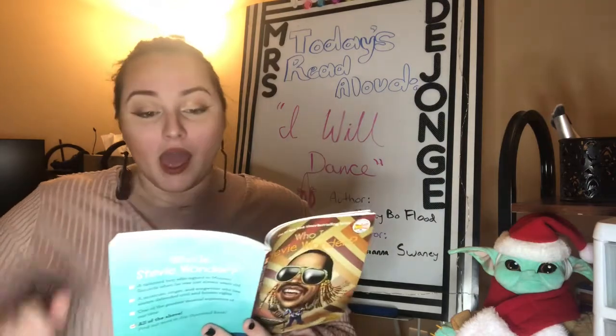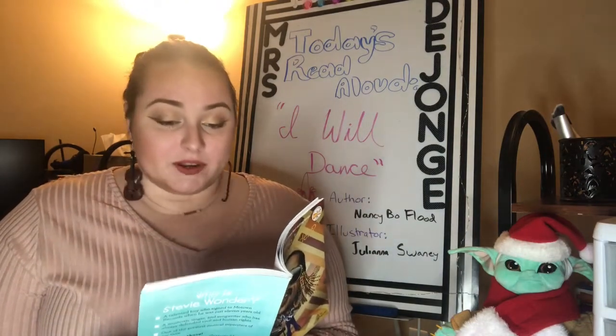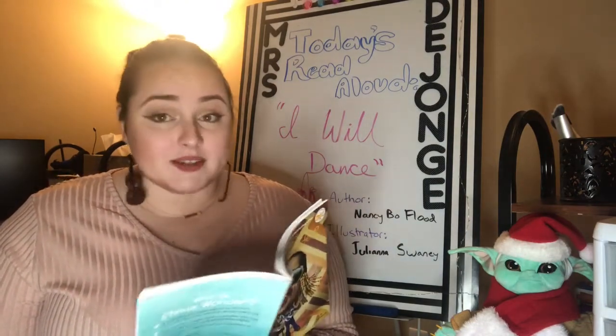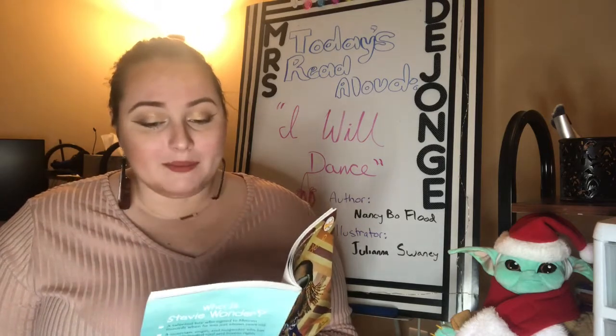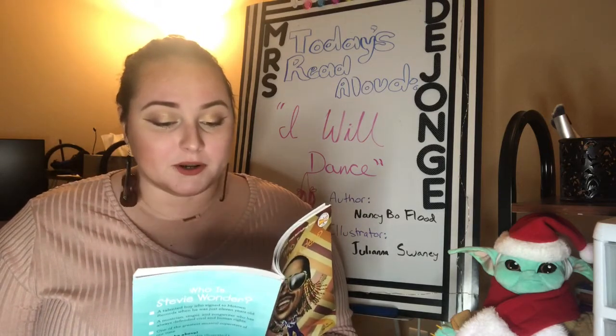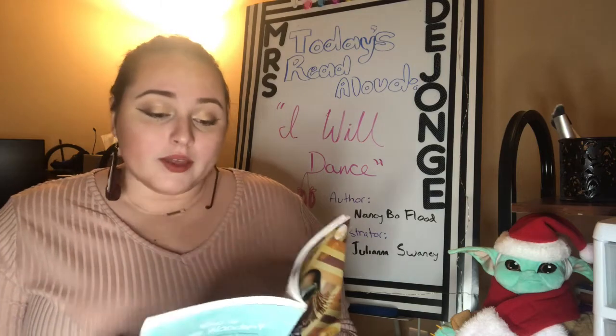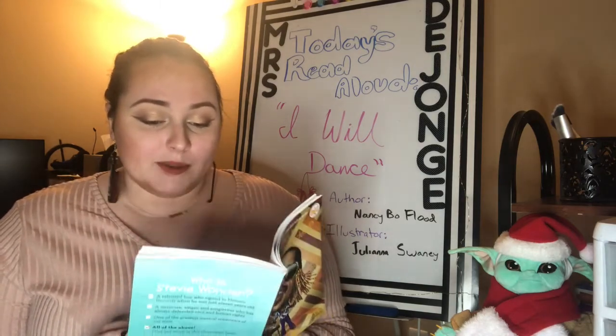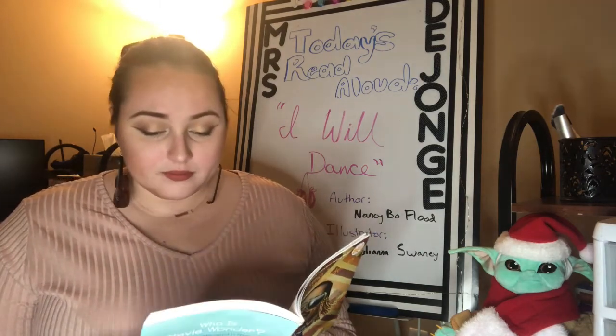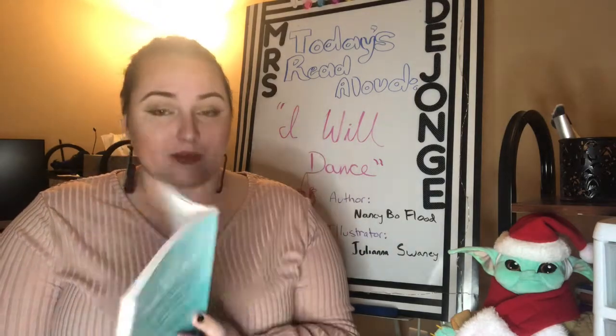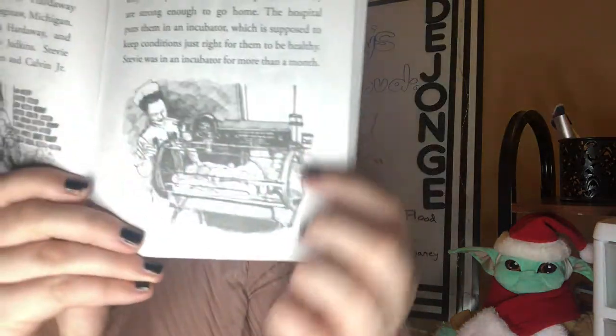That's a lot. Stevie was born about 6 weeks earlier than expected. He probably was not blind when he was born. But when babies are born too early, they usually remain in the hospital until they are strong enough to go home. The hospital puts them in an incubator, which is supposed to keep conditions for them to be healthy. Stevie was in an incubator for more than a month. So when Stevie was born, you can see this little machine.